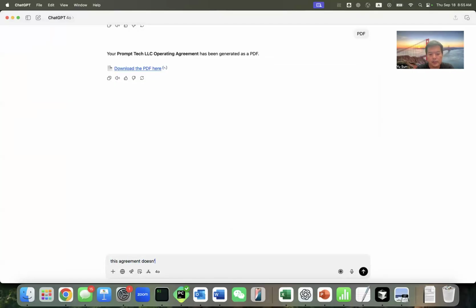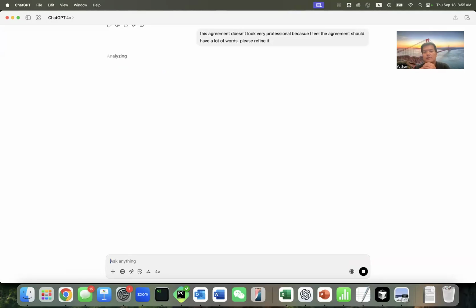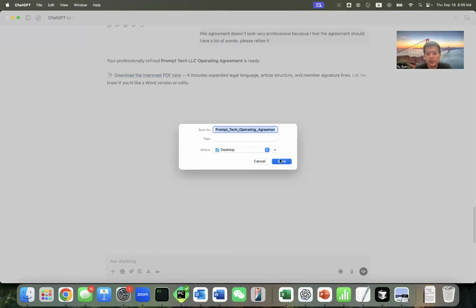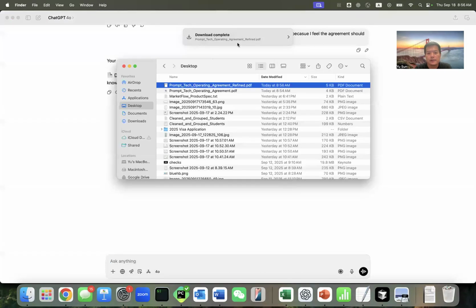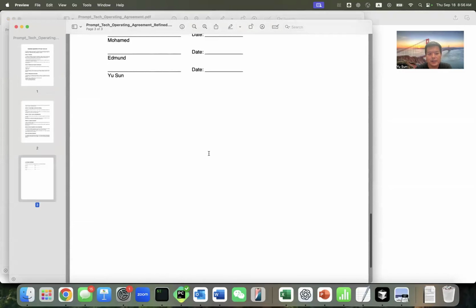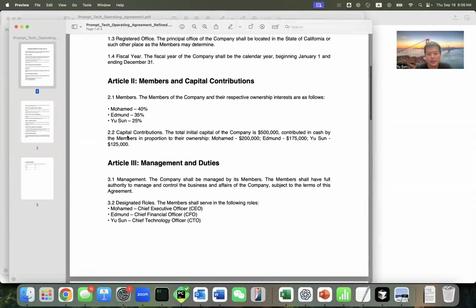This agreement doesn't look very professional because I feel the agreement should have a lot of words. Please refine it. But that does capture the core information. Let's see if they can generate better legal language. All right, that's the improved version. Let's see if this one is getting better. All right, so it looks a lot better. As you can see, they changed the title, and the bullets definitely look a lot more formal, right?